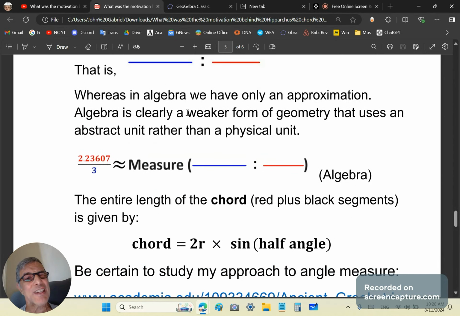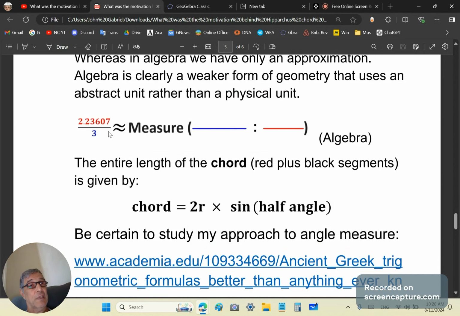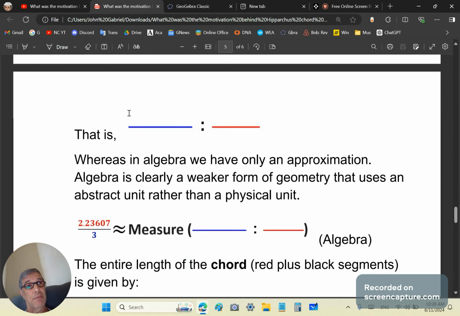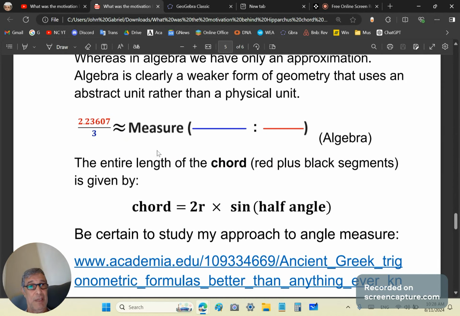Algebra is a weaker form of geometry that uses an abstract unit rather than a physical unit. Most math professors need a semester course to understand this. But if you're not a math professor or teacher, you'll get this right away. And the measure in algebra, or the identity of the angle in algebra, is the approximate measure of this geometric ratio, okay, as I'll show you here. So this is what algebra does. It tries to measure this with this, the blue segment with the red segment. That's how Hipparchus got his tables.